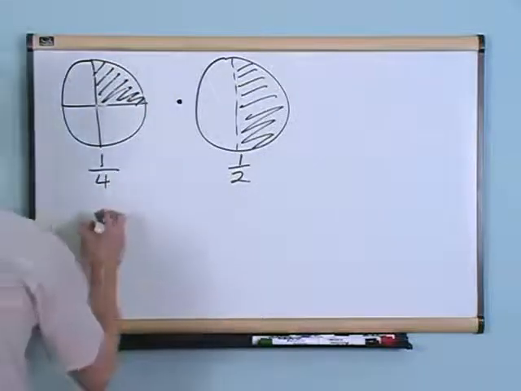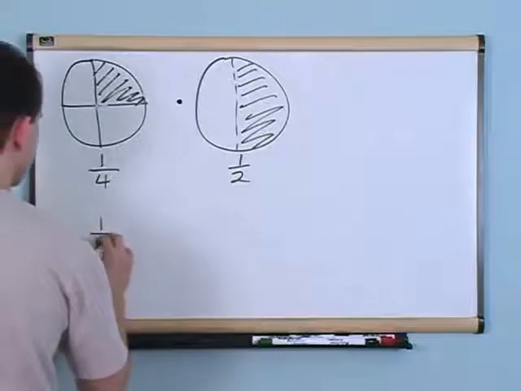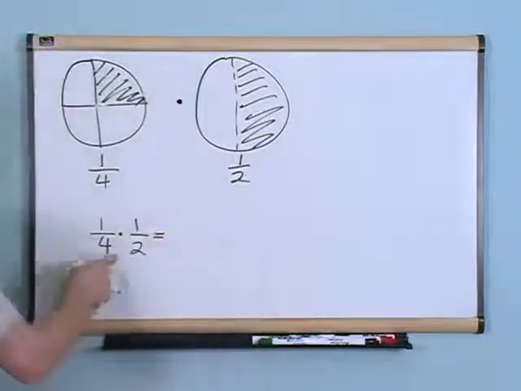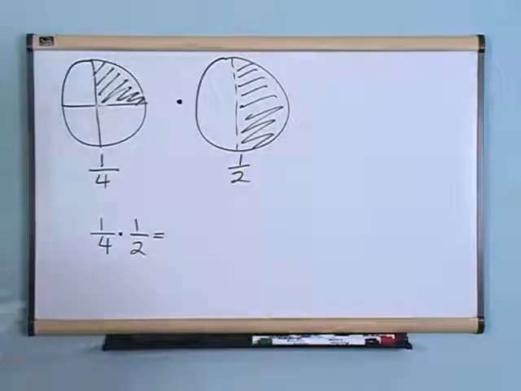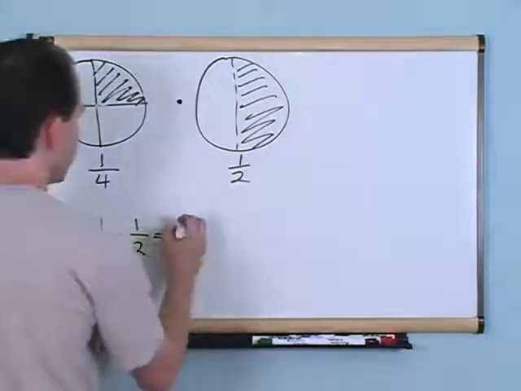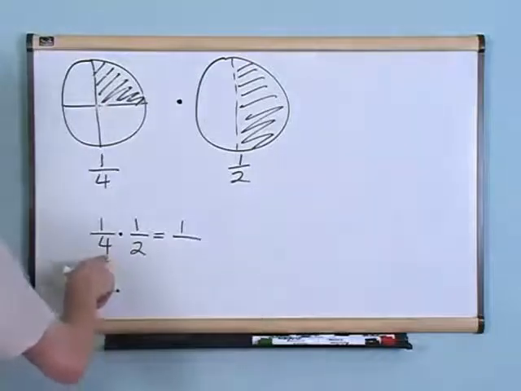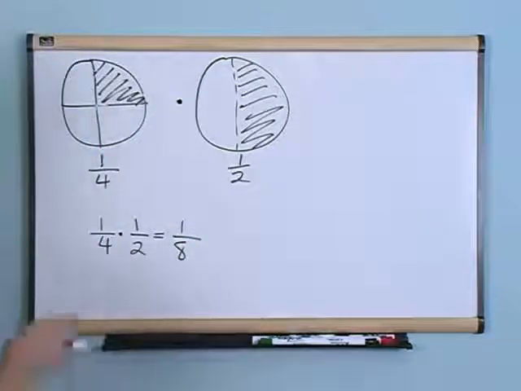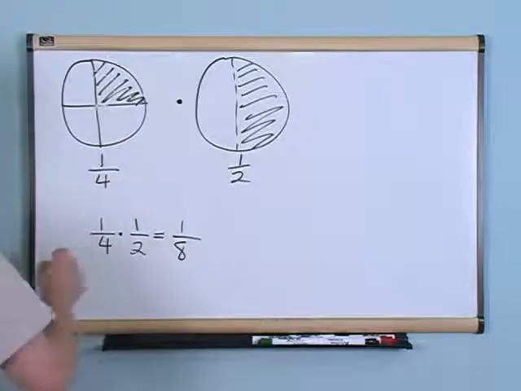So let's see what would happen if we actually multiplied these fractions. 1/4 times 1/2. Remember, it doesn't matter if the bottom numbers are the same or not. It's really easy. Top number 1 times 1 gives you 1. Bottom number 4 times 2 gives you 8. So we think that when we multiply this, you're going to get 1/8.